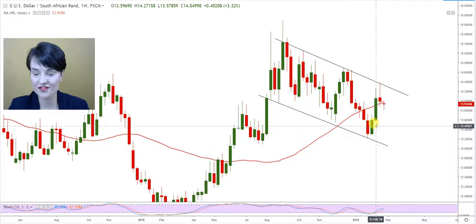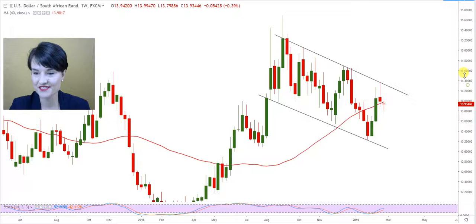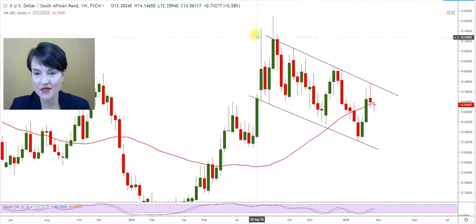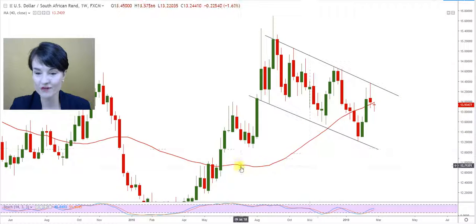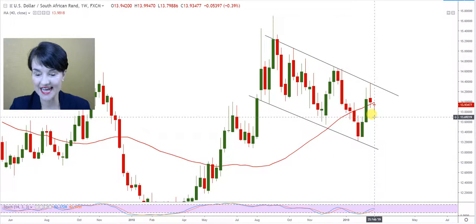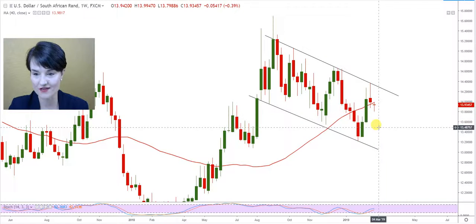I'm going to kick off this week's show with the Rand against the American dollar, and we can see that the Rand is still caught within the descending channel. Technically, it tested that 40-week moving average this week and retraced from it. That 40-week moving average is the line in the sand, and as long as the Rand remains below 13.98, we can see more strength in the Rand.